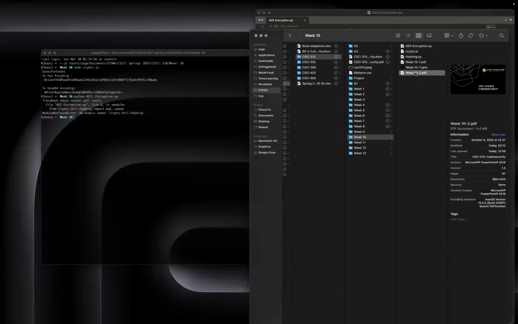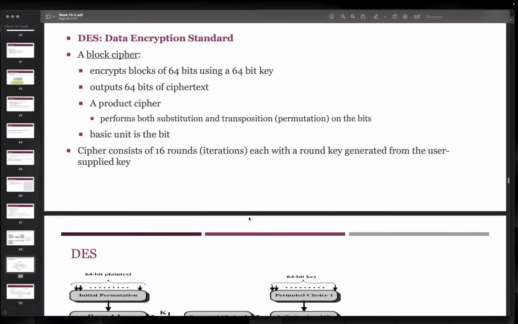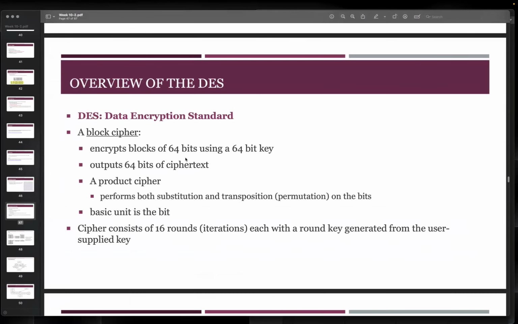Our lecture will be finished right here, and I will record the next part. The next one will be encryption. We'll come back with the DES, the Data Encryption Standard.